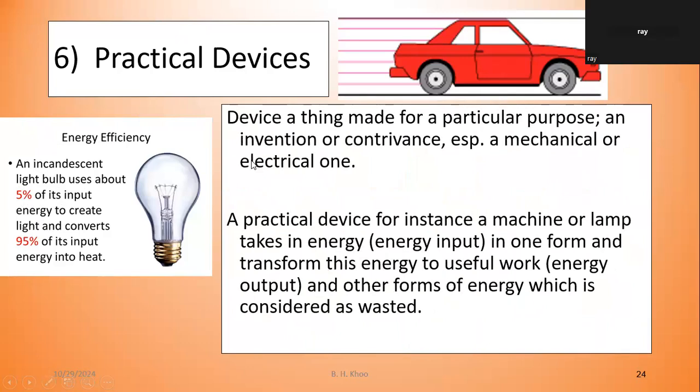Right? That's the device, a thing that is made for a particular purpose. An invention or contrivance, especially mechanical or electrical. That means basically a device changes one form of energy to another form of energy. It takes in energy, called energy input, and then it does work. There's the energy output, and then it converts to other forms of energy.